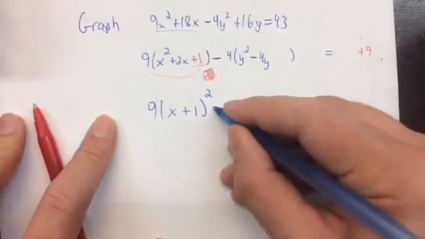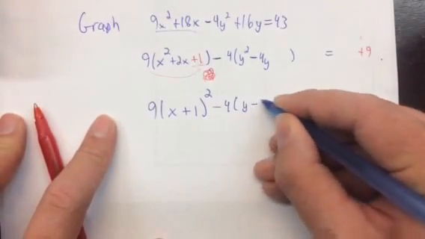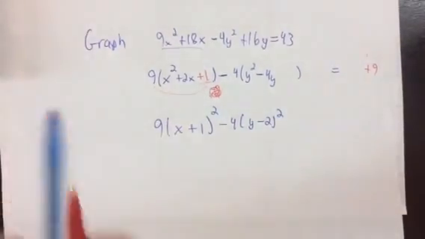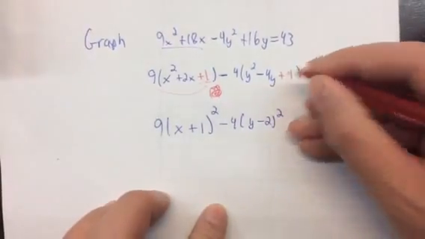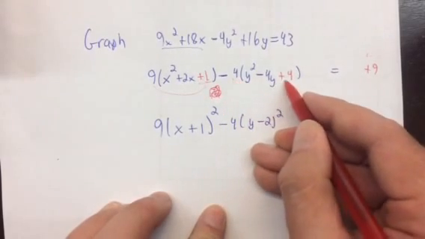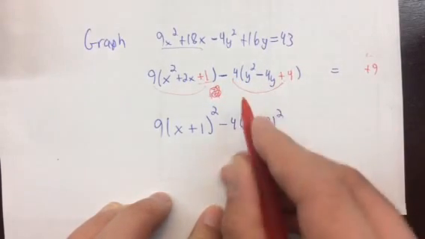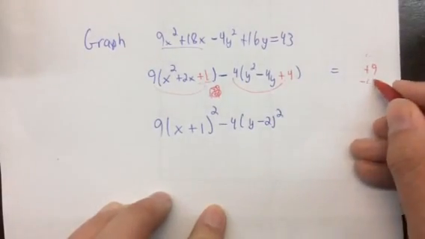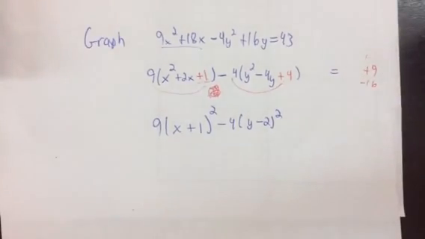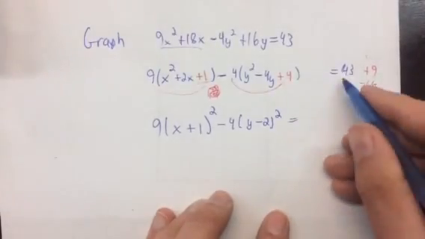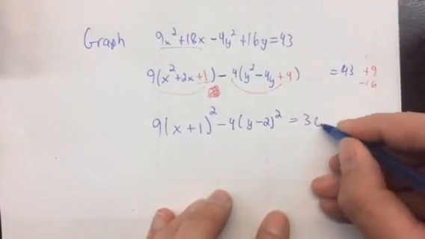The y's, this is going to be minus 4 times y minus 2 squared. And this is also a plus 4. Now this was minus 16. So we're really subtracting 16 here. So since we subtracted 16, we're going to subtract 16 on the other side. And so our equation ends up being 52 minus 16 is 36.